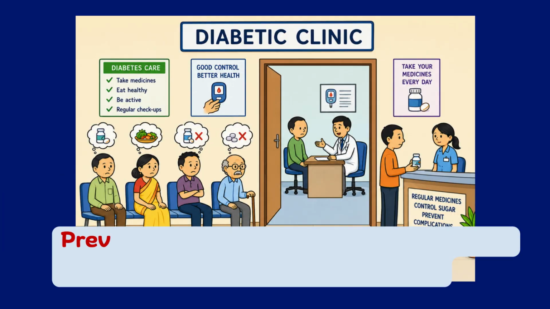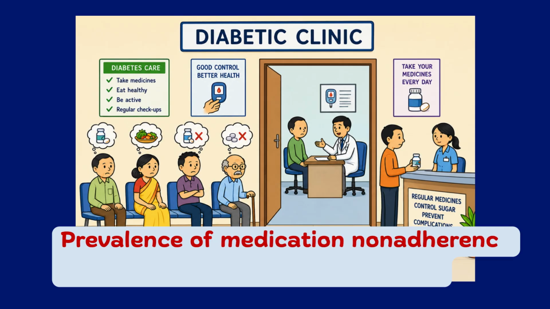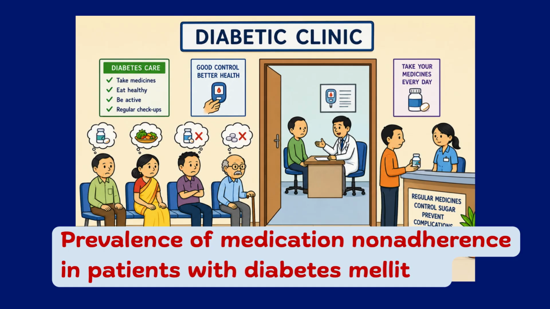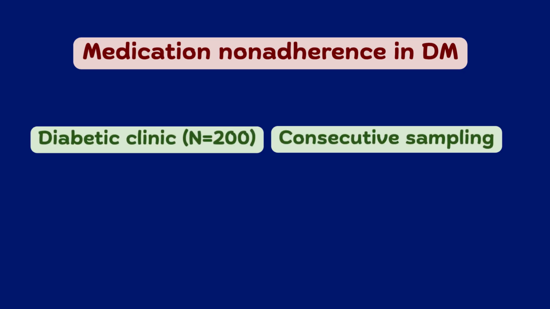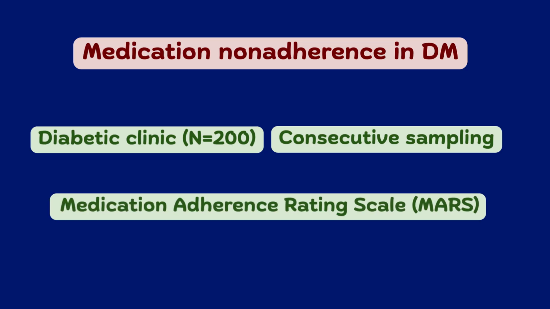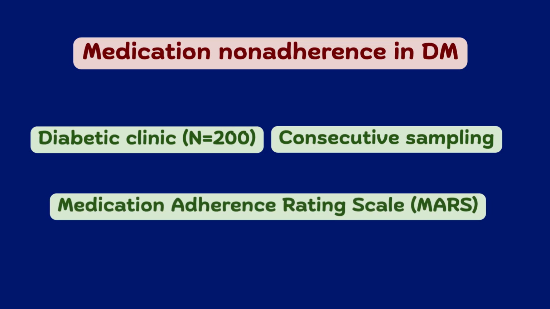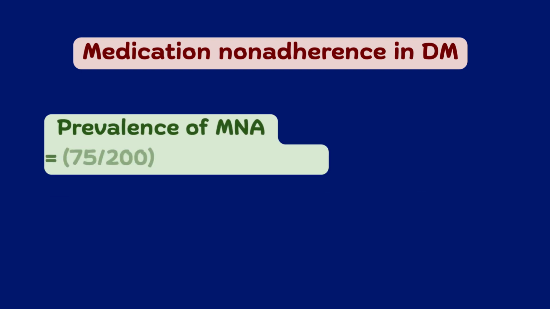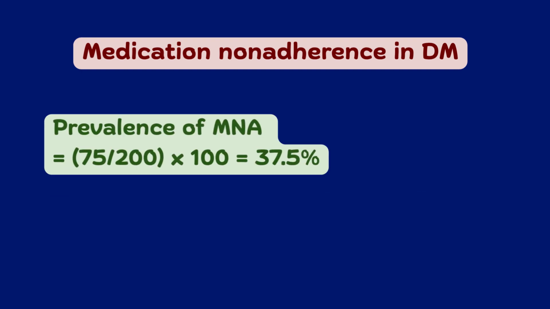Moving on, consider another study in which a group of researchers wanted to estimate the prevalence of medication non-adherence in patients with type 2 diabetes mellitus. They recruited 200 consecutive patients with type 2 diabetes mellitus from the diabetic clinic of a tertiary care hospital. They administered the medication adherence rating scale and found that 75 patients scored below the cutoff score of 6.